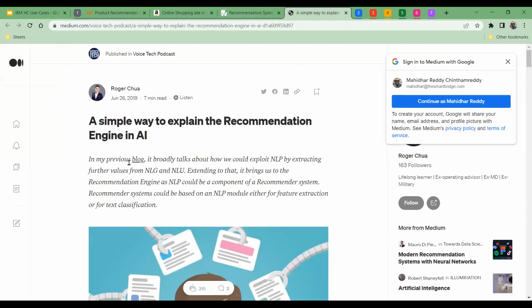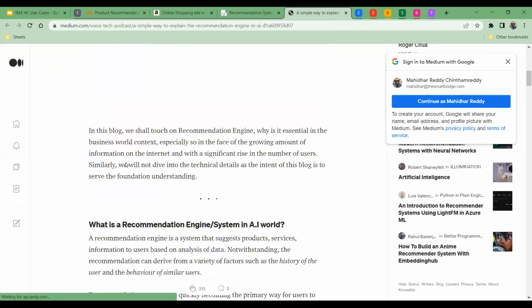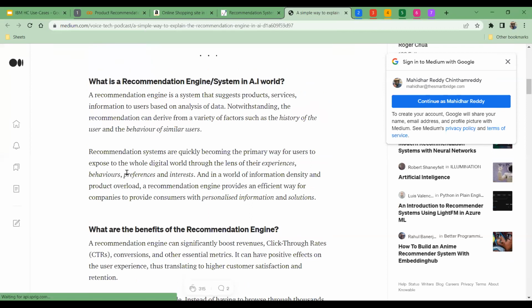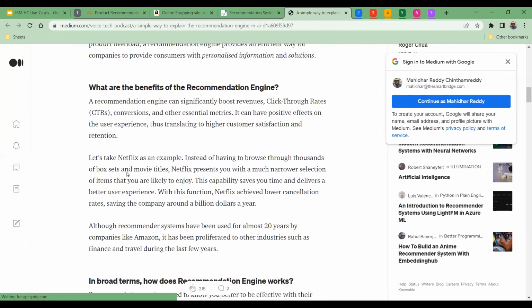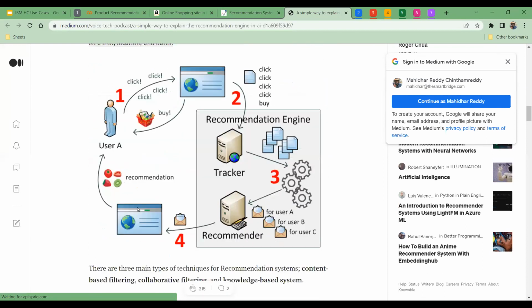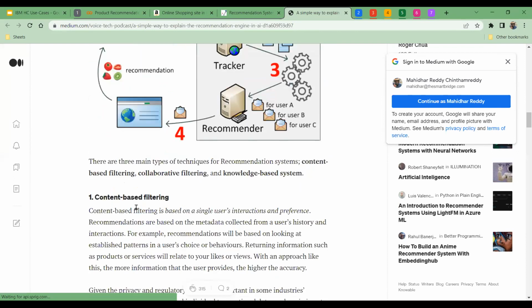It's a Medium blog, where they have talked about not only the recommendation system, but also how AI is coming in and how we can include different types of AI technologies in a recommendation system, not only the simple recommendation. Not only clustering-based recommendation, we can use different types. So they have discussed it in depth.